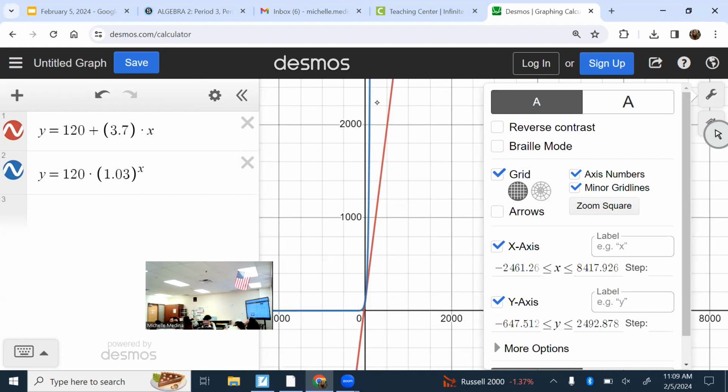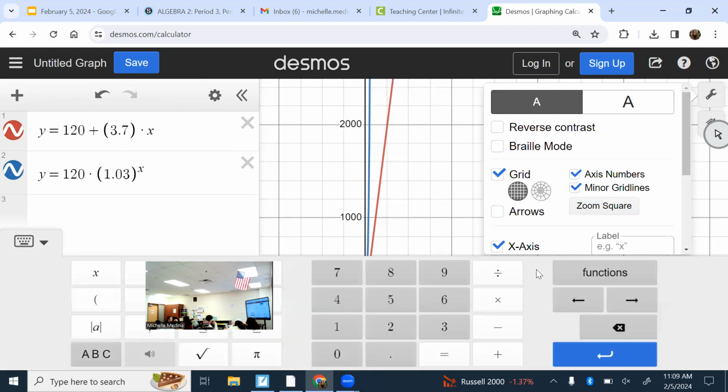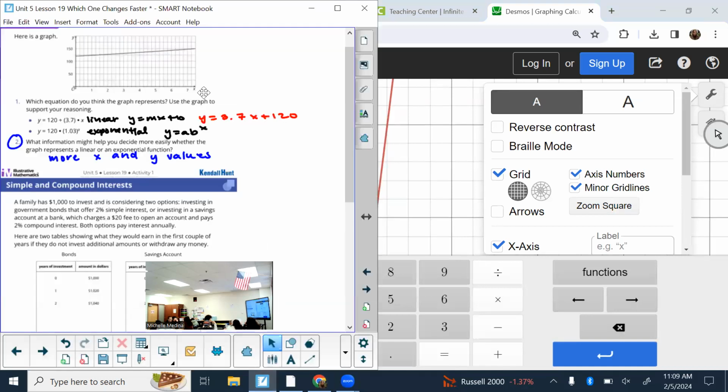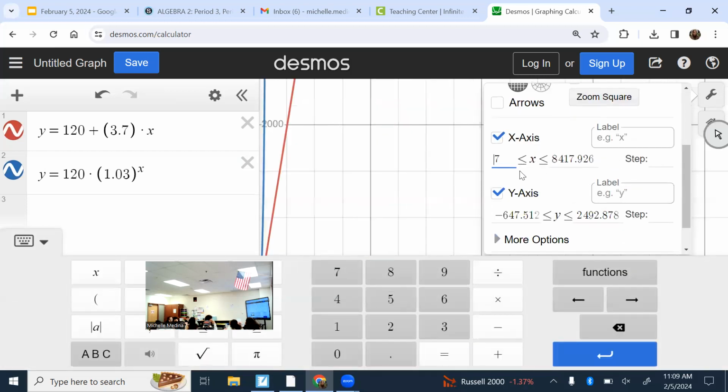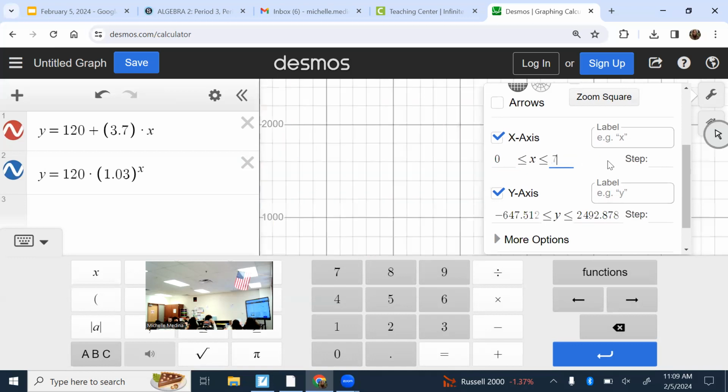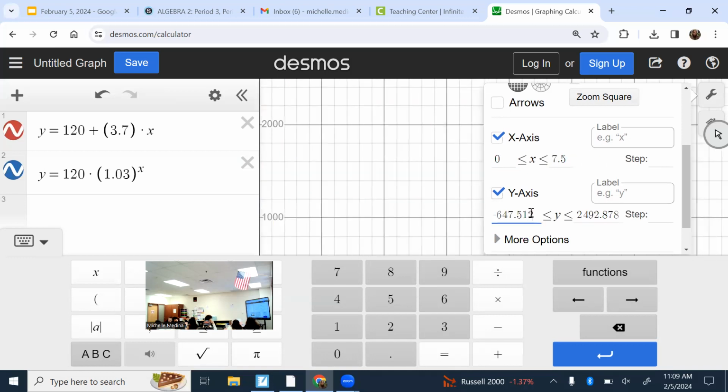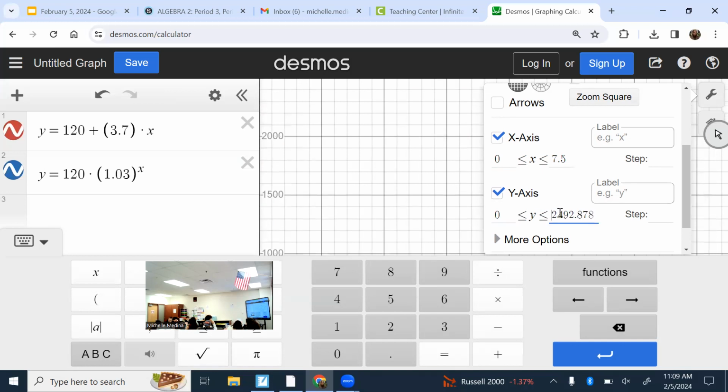So everyone should practice this at some point. My X axis, looking at the paper, goes from like 0 to 7.5. So I'll make that the same. Starting at 0, ending at 7.5. The Y axis starts at 0 and ends at what? 200-ish.